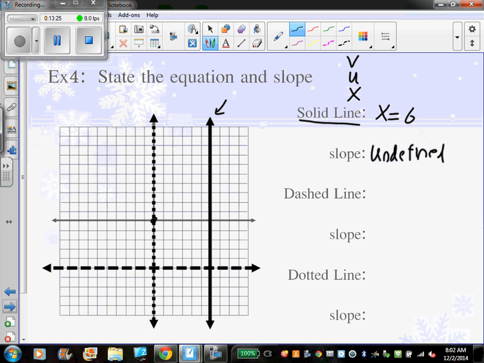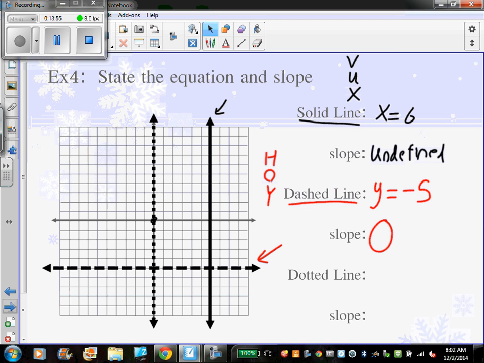For the dashed line, which is this one right here, we can see that it's a horizontal line. So we're going to be using hoi here as opposed to vux, which means it's going to have an equation of y equals something. What is y at that line? We have go down 1, 2, 3, 4, 5 spaces. So it's going to be y equals -5, and we know the slope is 0.